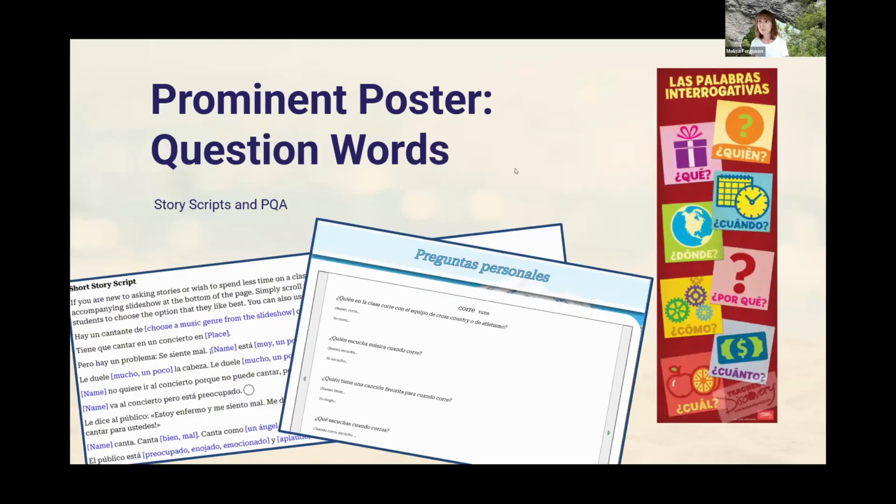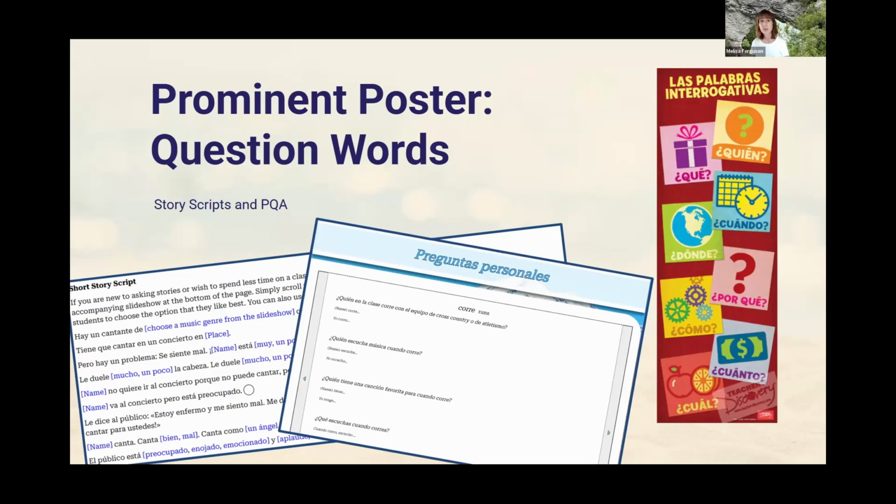So one of my most important prominent posters is my question words. You're going to be asking tons and tons of questions in your world language classes. And for me, the question words posters went really well with story scripts. So if you're a CI teacher working through a story script and you need to add a detail into your story, you're going to ask your students, like, what's the person's name, or where are they, or any other kind of question. And when you get to those questions, you want to very deliberately point to that interrogative word as you're asking the question.